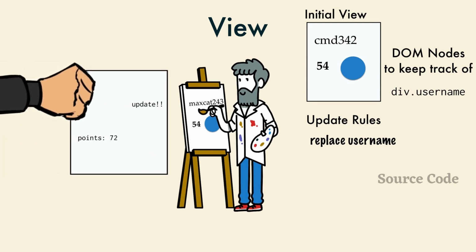Then the model sent the View another update. This time, it was the points. The View added another update rule and started tracking the points div. Again, he updated the DOM in place.